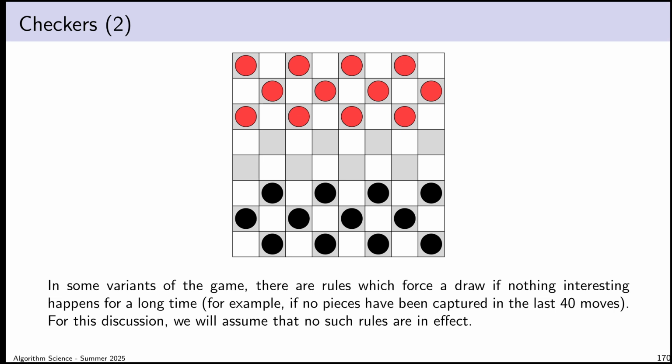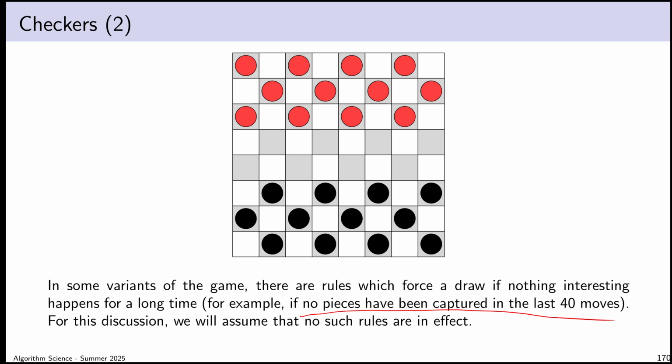Now, one caveat. In some variants of checkers, including I think some sets of official rules, there are specialized rules that you could call anti-frustration features, which say that if the game goes on for some protracted period of time with nothing interesting happening, then it ends. A popular version of this rule is, if no pieces have been captured for 40 moves, the game is automatically considered a draw. So the game immediately ends if the two players have spent 40 moves doing basically nothing useful.